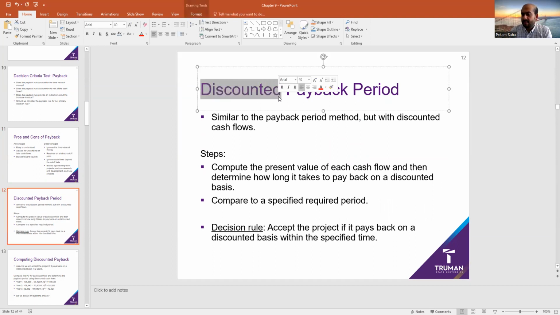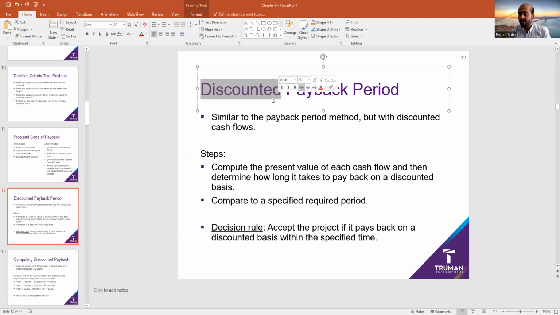So the idea is, in a discounted payback period, we actually discount all the cash inflows and then compare with the initial investments. So the difference is, it actually tells you how long it takes to return or cover up your initial investments. However, cash inflows are compared on a discounted basis, not a nominal basis. Same projects, how long it takes to get your initial investment back, but on a discounted basis.